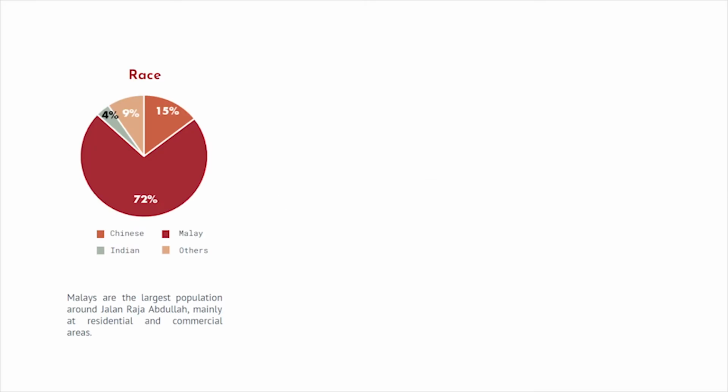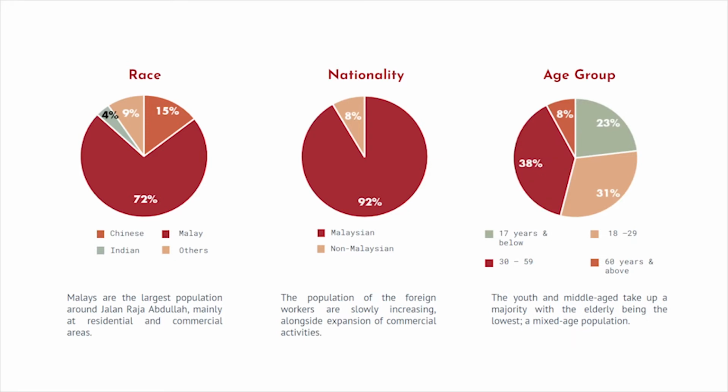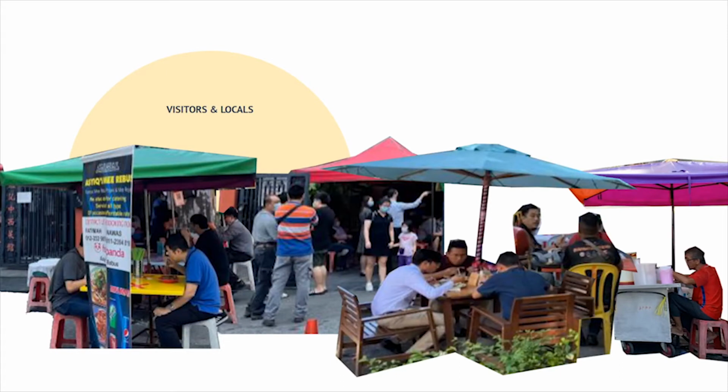Malays are the largest population around Jalan Raja Abdullah, mainly located at the residential and commercial areas. The population of foreign workers are slowly increasing, alongside expansion of commercial activities. The youth and middle age take up a majority, with the elderly being at the lowest. The various activities that are carried out by both locals and visitors around the site illustrate the overall culture of Jalan Raja Abdullah. As can be seen, the main demographic group that can be observed are those that belong in the youth and working adult class, which falls under the younger age group, making them the choice for my target users.